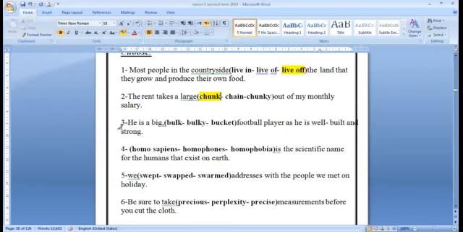Number three: he is a big bulky football player as he is well built and strong. He is a big, bulky football player, which means huge or large. Of course, the word "well built" means he has a lot of muscles. Okay, the following one.